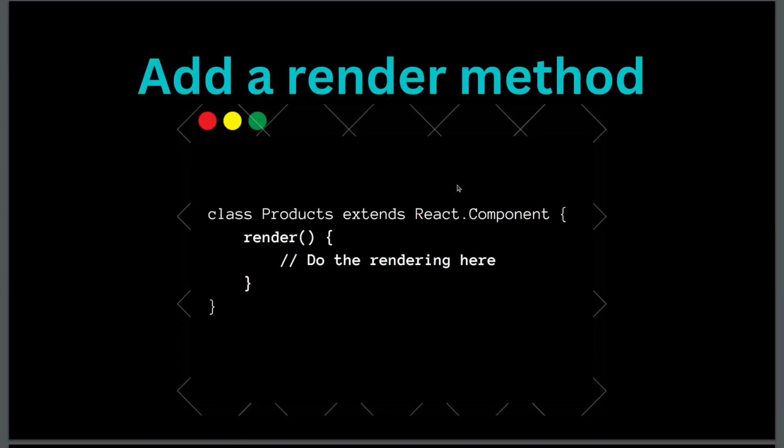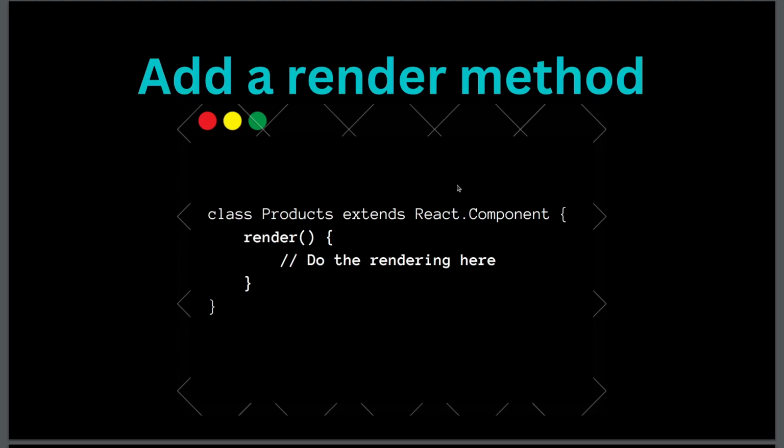So the next step is to add a render method to that class. And basically the render method tells the class what to do when it is rendered. In the majority of cases, this is very simple, usually just returning some JSX markup. In other cases, it can be a little more complicated.